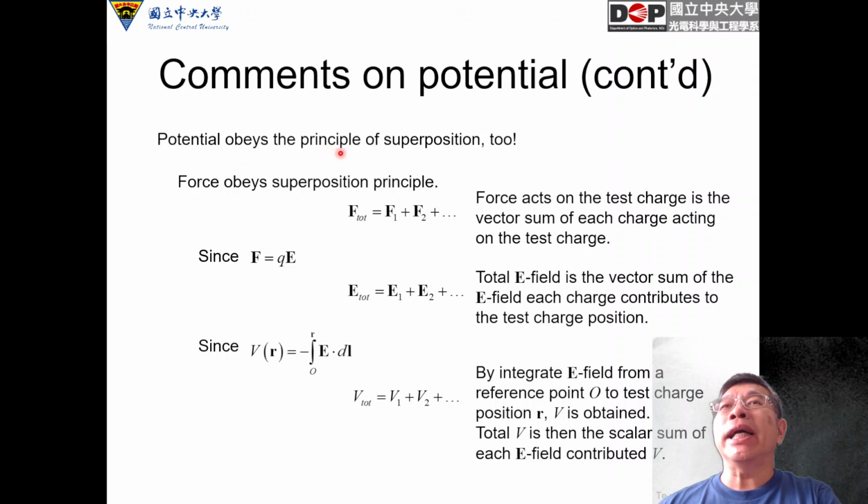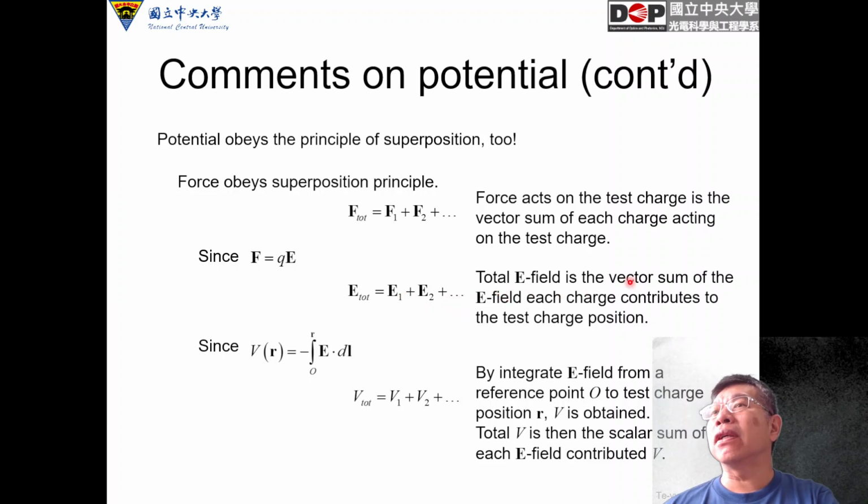Potential obeys the principle of superposition too. Just like force obeys superposition, the total force is the vector sum of each force contributing to a certain object. The force acting on the test charge is the vector sum of the force from each charge acting on the test charge. Since the force equals the charge times the electric field, the total electric field is the electric field at the test charge contributed by the first charge, the second charge, and so on, and you can sum them together.